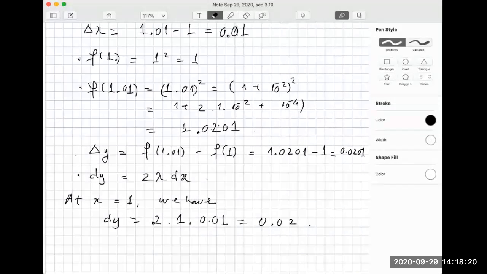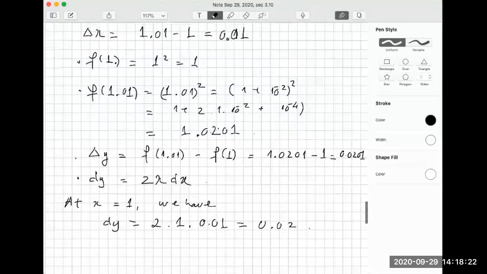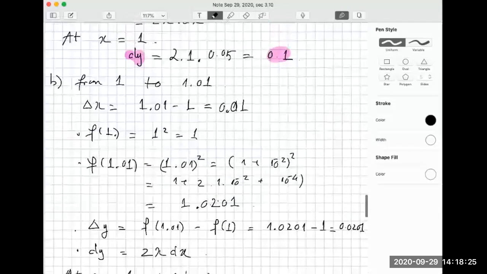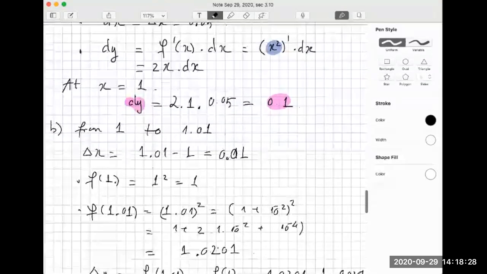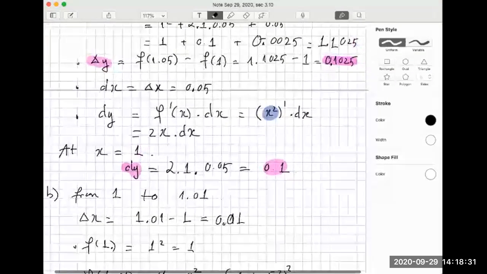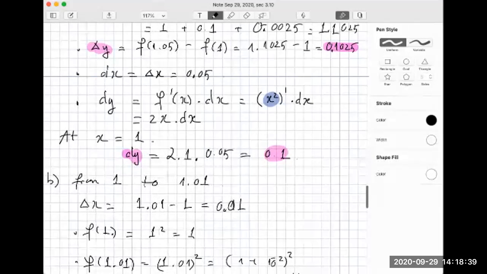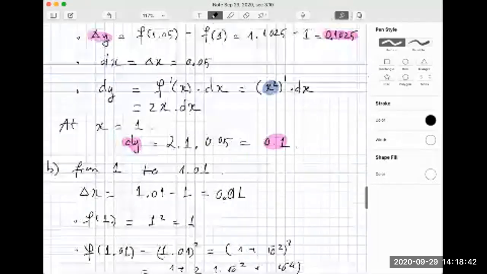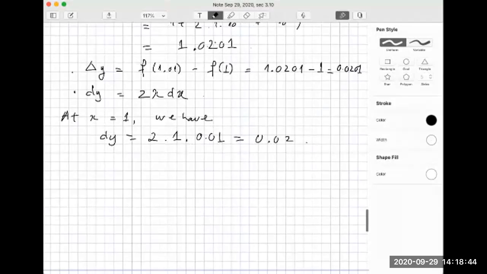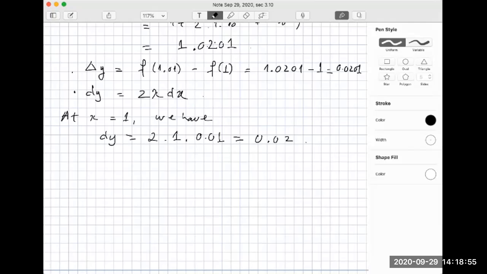So now look at this. The change in y. Previously, the difference between delta y and dy was 0.1025 minus this one, right? And the difference of them will be 0.0025. But here, when it is closer to 1, the difference between them will be 10 to the minus 4. It's smaller, okay? That is simply the idea of these two things.